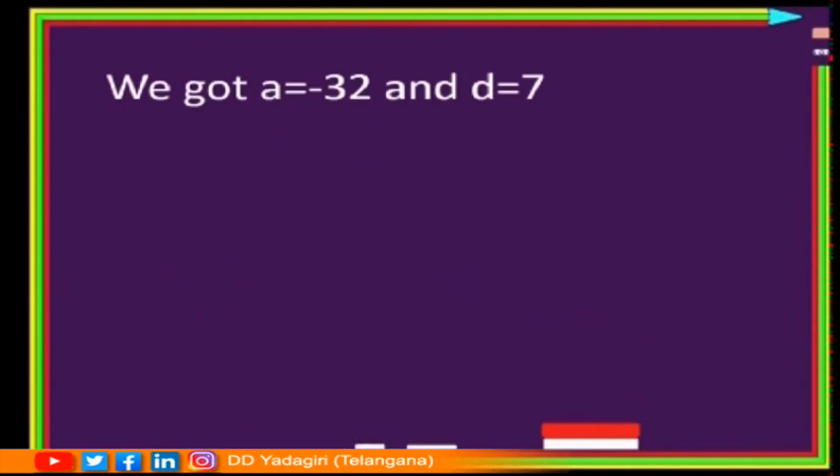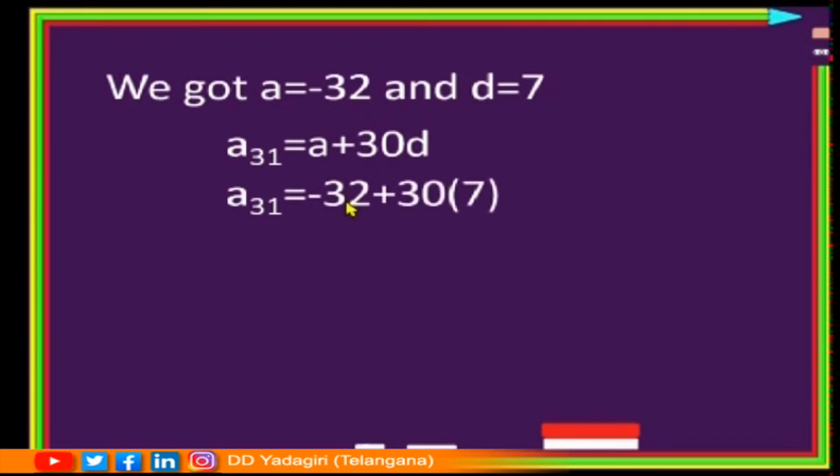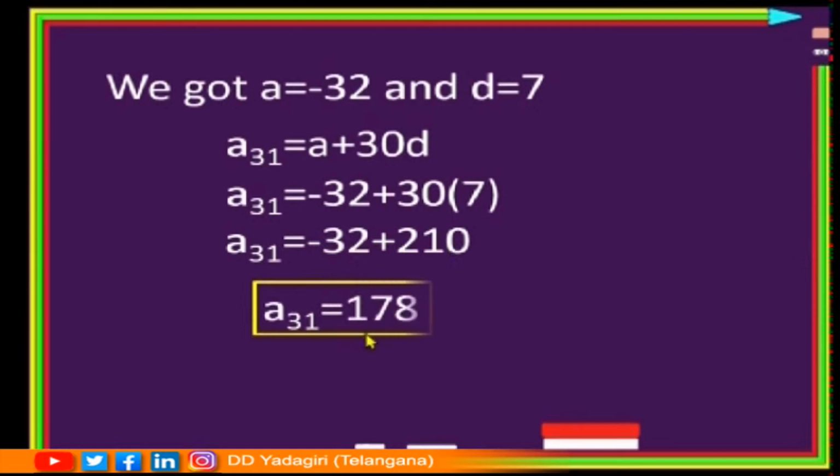Now we can find the value of A31, that is, the 31st term value, easily. So A31 is equal to A plus 30D, as we got the A value and D value, substitute here. So A is minus 32 plus 30 into the D value, 7. So minus 32 plus 7 into 30, 210, 210 minus 32 is 178. So the 31st term is 178. So these types of problems are very important.